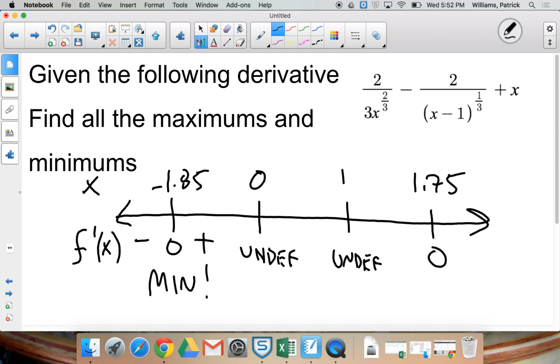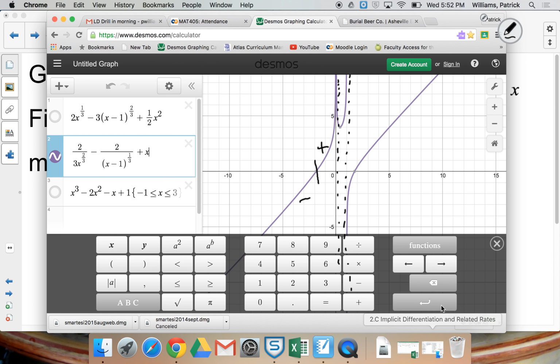So I'm going to put the screen back up here, and why don't you figure out what x equals 0 and x equals 1 and x equals 1.75 are in terms of minimum, maximum, or perhaps nothing. So pause the video on this picture, see if you can figure it out.